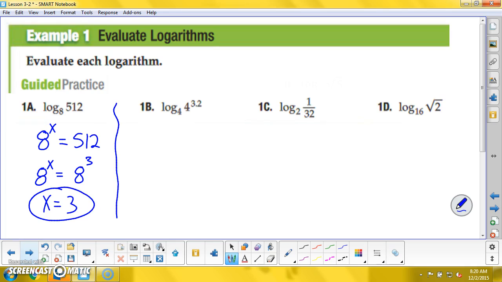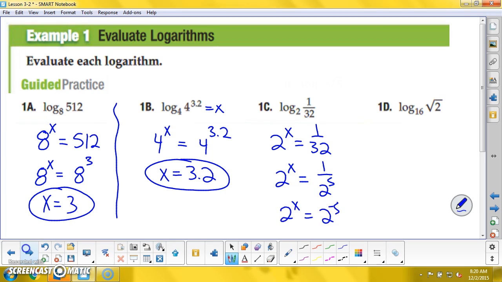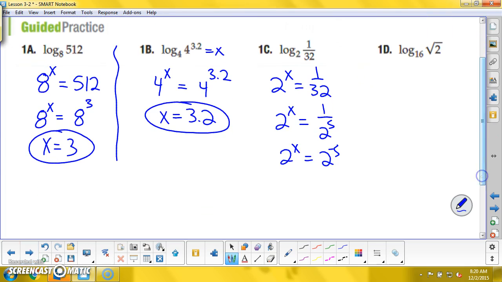Next one, equals x here. 4 to the x has to equal 4 to the 3.2. Since the bases are the same, the exponents have to equal each other. This answer is simply 3.2. Next one, 2 to the x equals 1 over 32. Well, 1 over 32 is the same thing as 1 over 2 to the 5th. And so we're going to get 2 to the negative 5 is what 1 over 32 equals. Thus, our answer is negative 5.